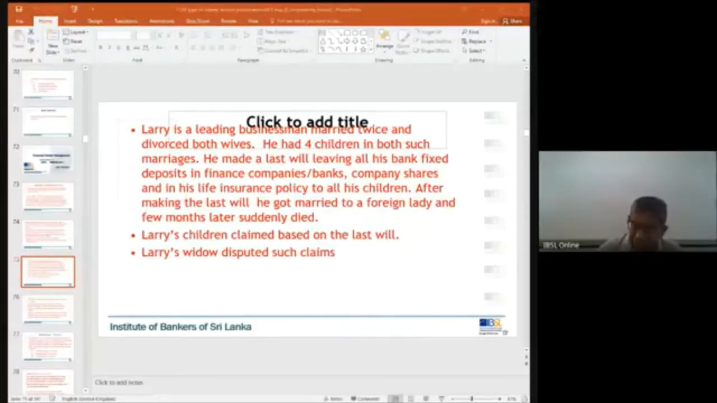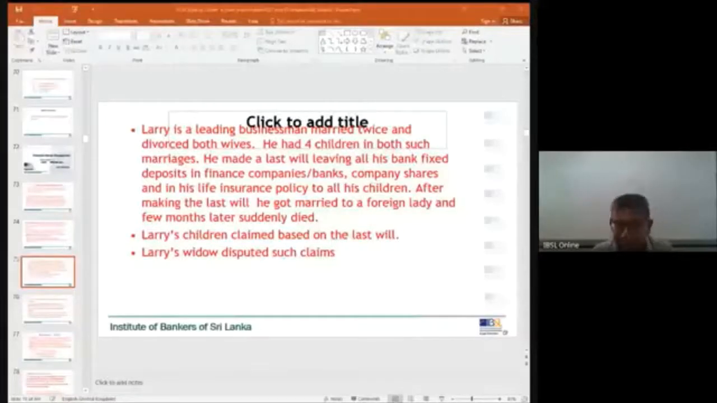Otherwise, what can I do? I can change my nomination from X to Mr. Y. Now, that is the normal procedure in Sri Lanka. When the father or mother gets older, the sons and daughters, the eldest, the youngest, what happens? As bankers, we have enough experience. I will tell you that story also.